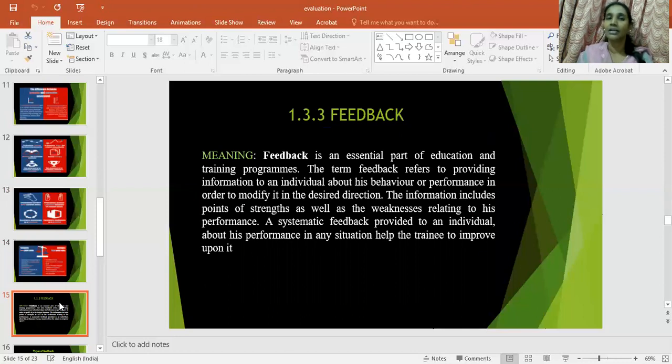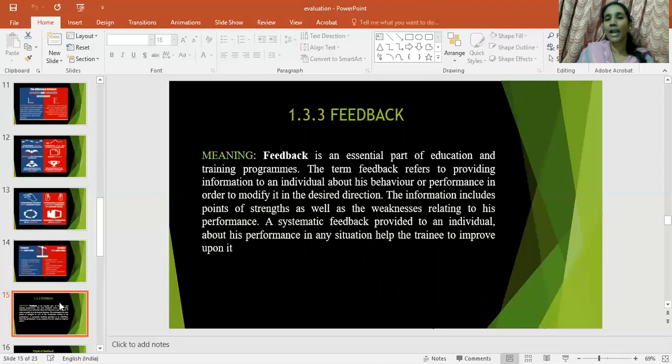Feedback is the main important part of the educational system, because without this there is no education. If you want to improve your educational system, or your teaching learning process, then definitely you have to follow this feedback. If you want to know where you are, you have to follow this feedback. So this is the meaning of feedback. Feedback is an essential part of education and training programs. As I've told you, this is the main important point in the educational system.